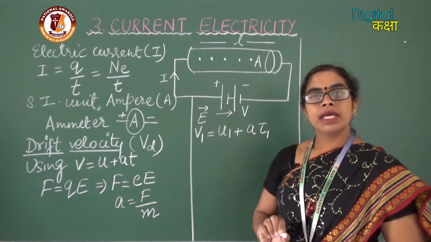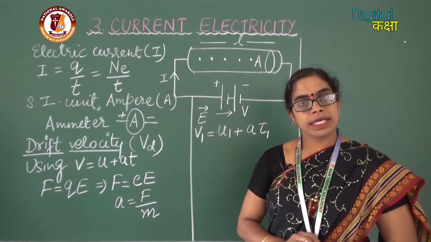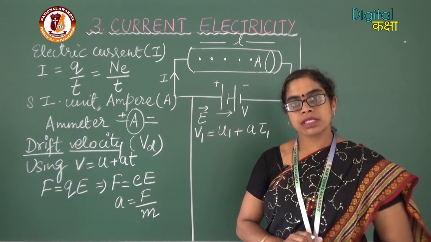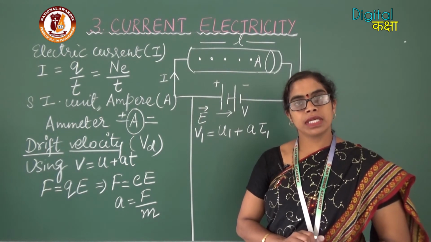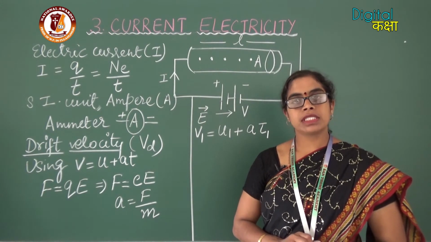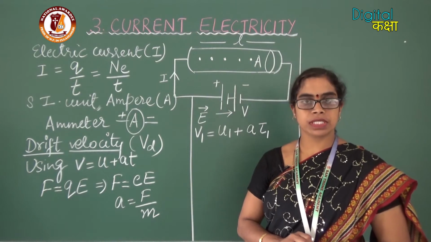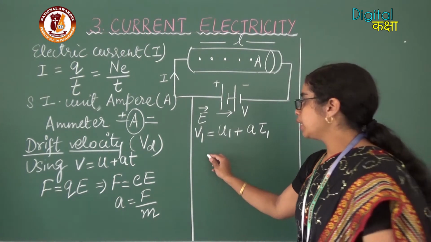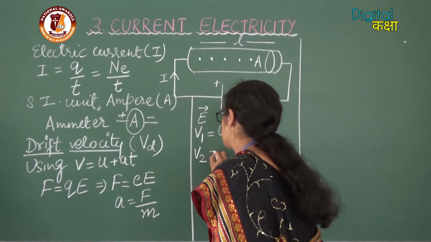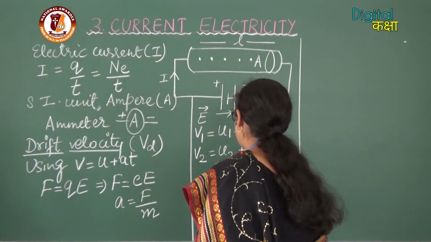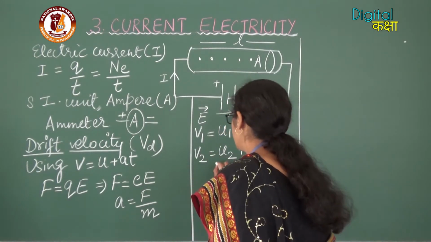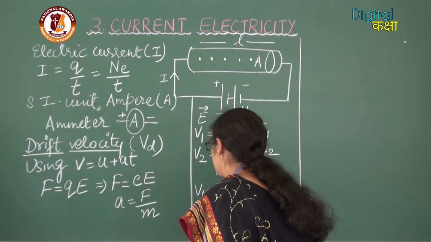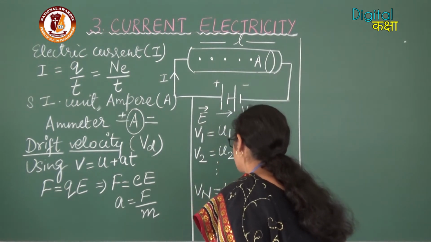Here, tau 1 is representing the relaxation time, that is the time taken by the electron between its two successive collisions. This way, the equation can be written for the second electron and can be continued up to the n number of electrons.